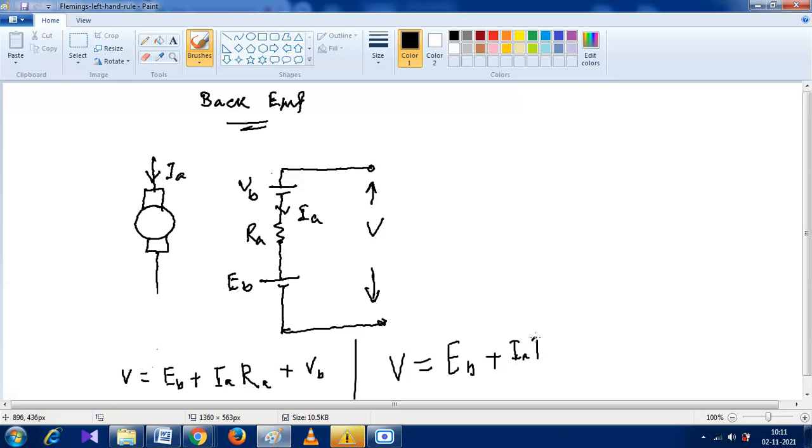What is the name of that equation? This is called the motor equation. Just write down, this is called the motor equation.